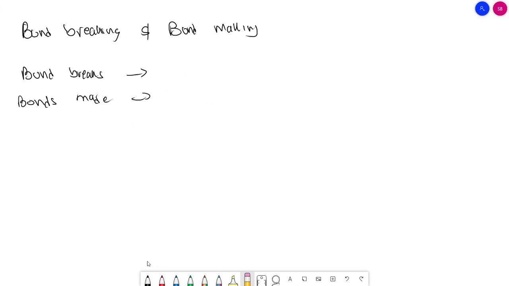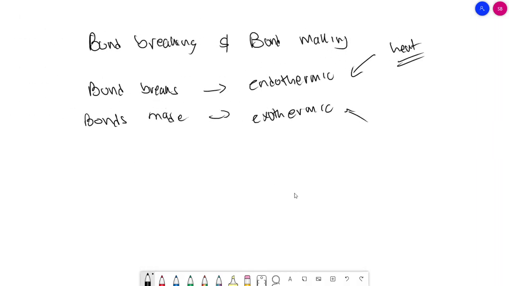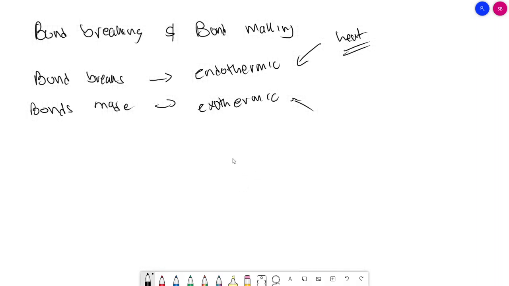Yeah, bonds broken is actually endothermic. Sorry about that. This is endothermic and this is exothermic. So what that means is that for endothermic, it needs heat to come in to break the bonds, and here it has to give out to break the bonds. But the rest should be the same. So sorry about that, but that is what it means. So endothermic is when it has to take in to break those bonds.